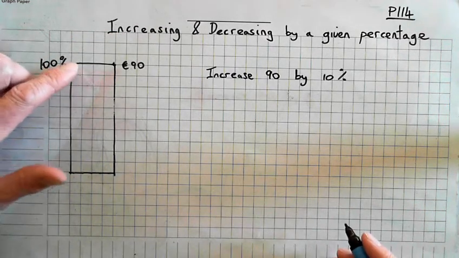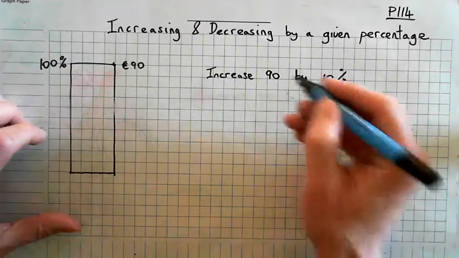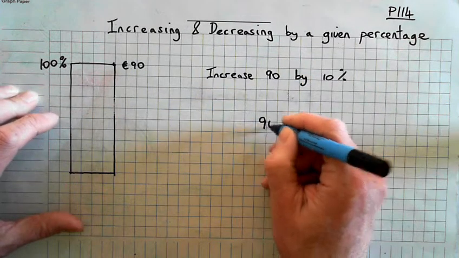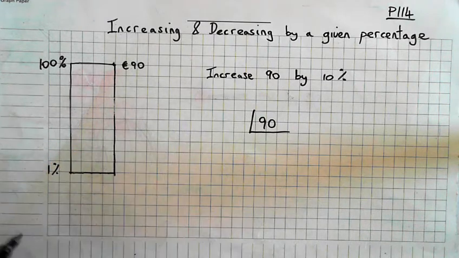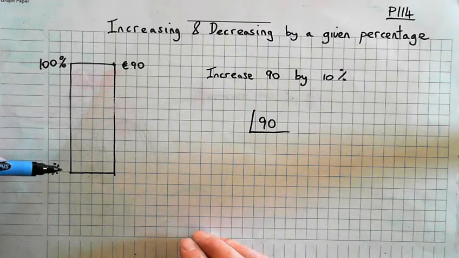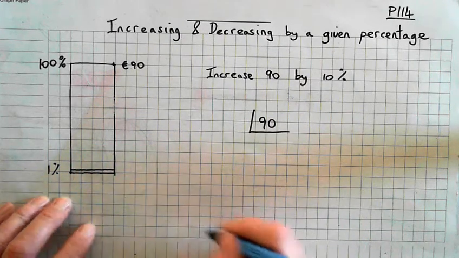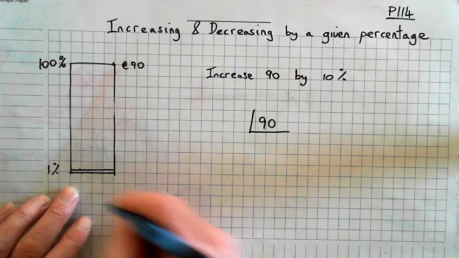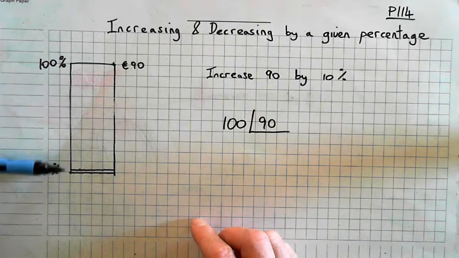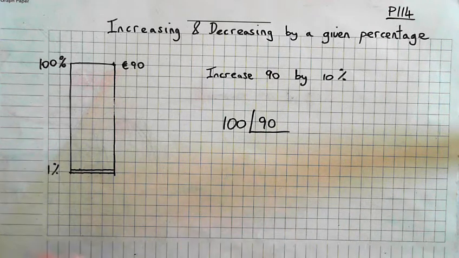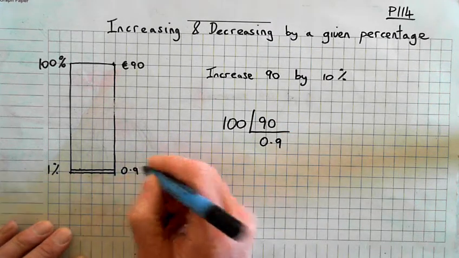Instead of breaking it up into tens, we're going to break it up into hundreds. So it's 90, and I want to find 1% first. I want to go from 100 all the way down to 1%. Find out how much 1% is. So we're going to divide by 100, which breaks it up into 100 pieces, and I find out how much 1% is: 0.9. So 1% is 0.9.